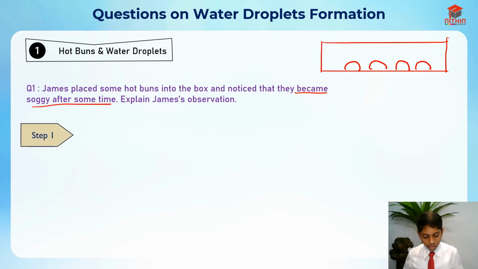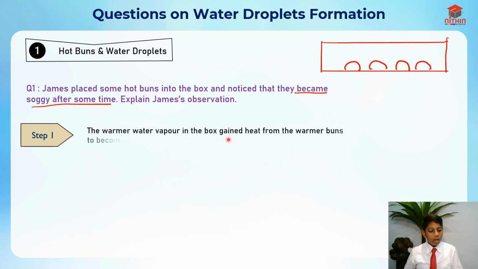For step 1, what do we have? The warmer water vapor in the box gained heat from the warmer buns to become warmer. This is where we identify the source. This is how the water vapor becomes warmer.